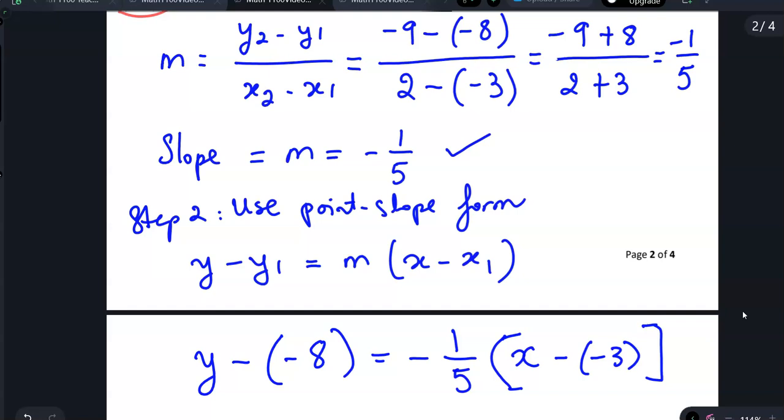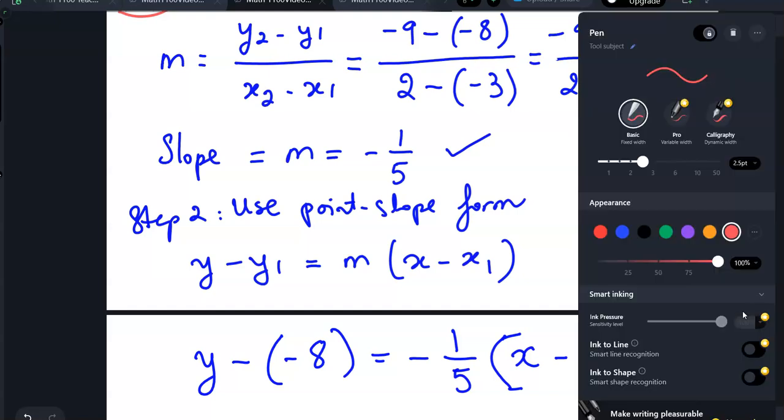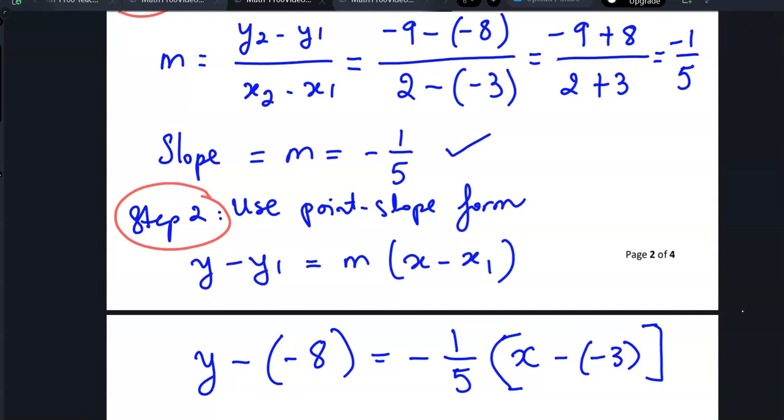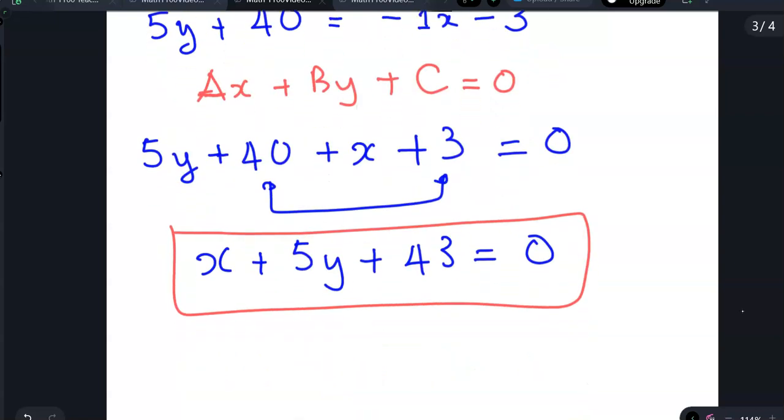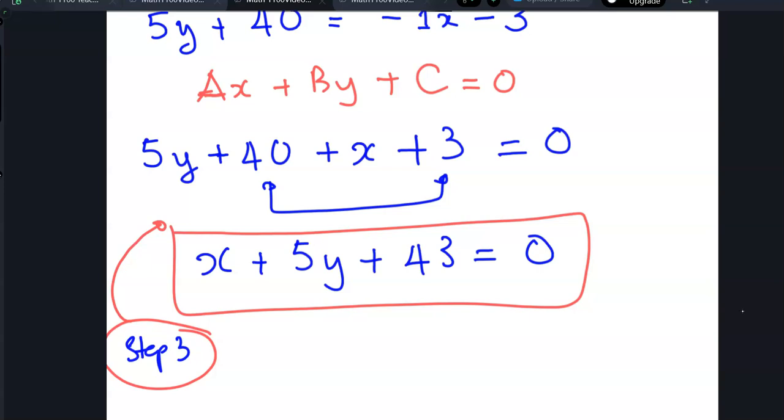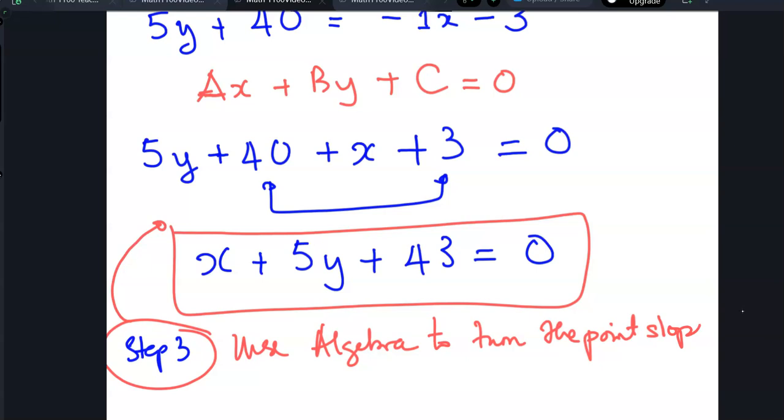Alright, okay, so that is my step number 2. Step number 2 is to use the point slope form, and my step number 3 here, I'm going to write down here for everyone, okay? Step number 3 here, which I have done, is to use algebra to turn the point slope form equation into general form.